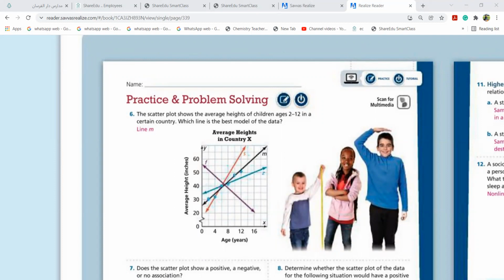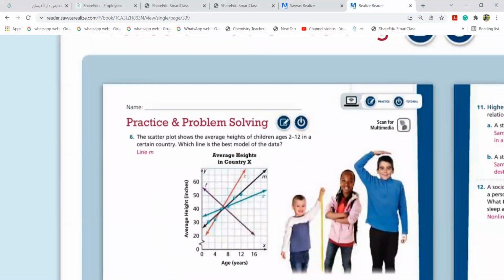Taleen, page number 221. Please write down here question number 6 as line M.